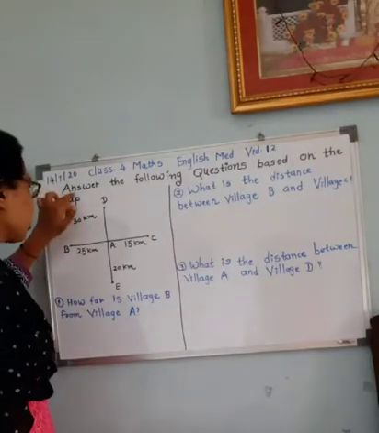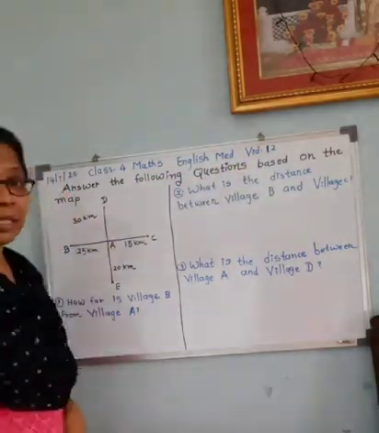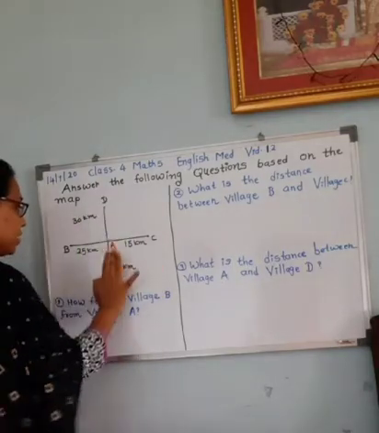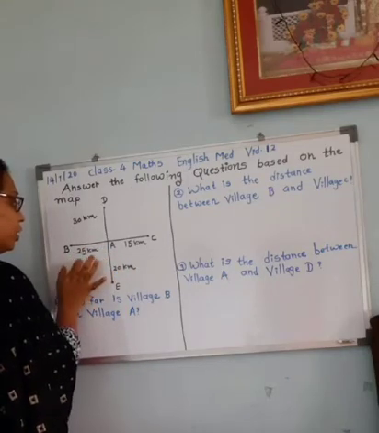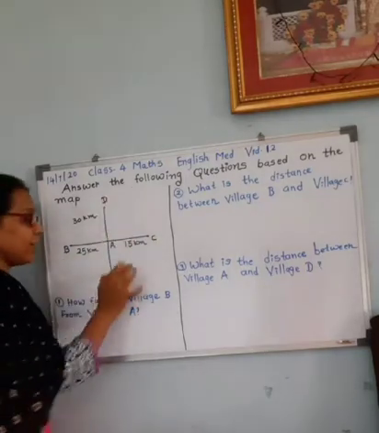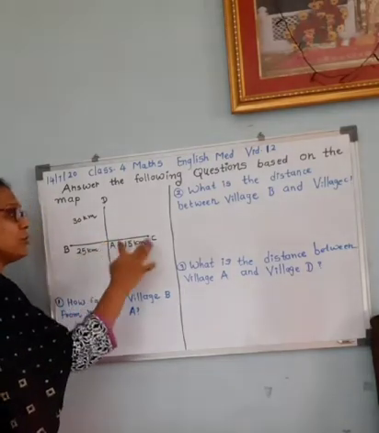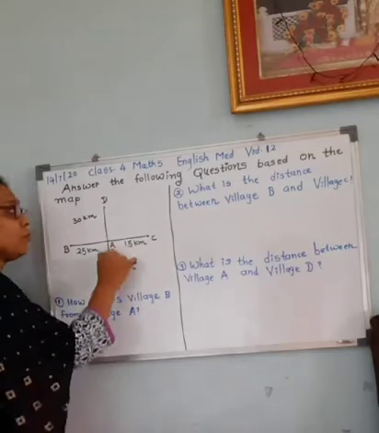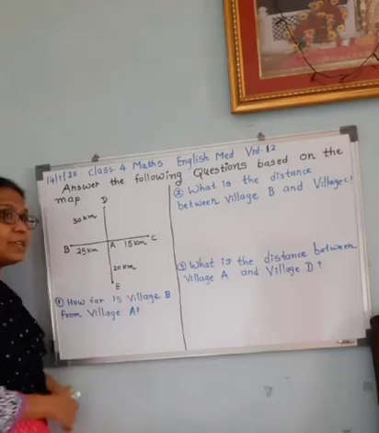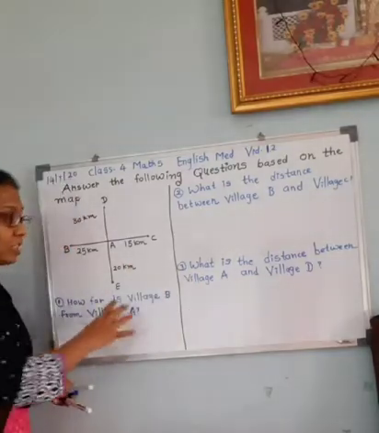With the instruction, answer the following questions based on the map. Here I have drawn the map. The distances of the villages are given here: villages B, C, D and E. A from B is 25 kilometer, A from C 15 kilometer, A from D 30 kilometer and A from E 20 kilometer is given. Now one by one we will solve the questions given below.